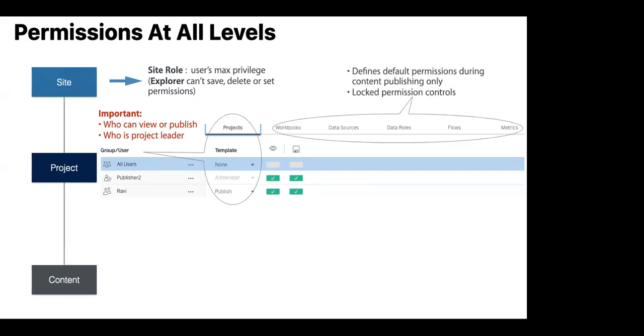In a project permission, there are also other tabs, workbook tab, data source, and so on. Those serve as a default when content is published here for an unlocked project. If it's a locked project, those will apply to all the content. When I say content, it means workbook, data source, flow, or later on maybe data rows, and also metrics.